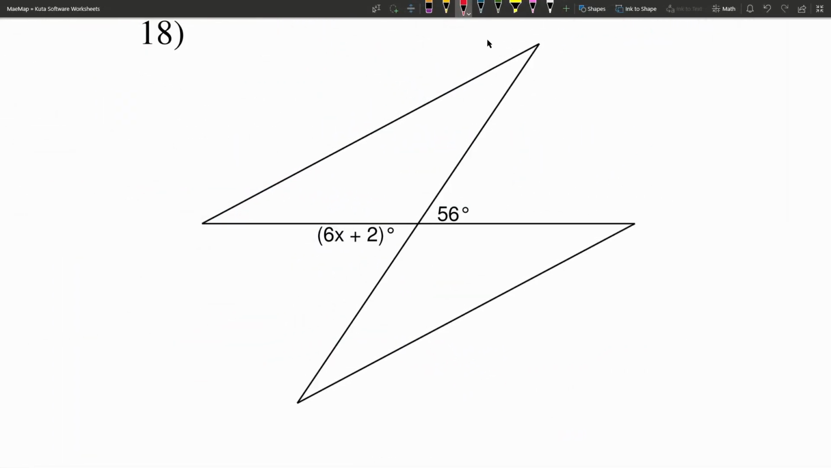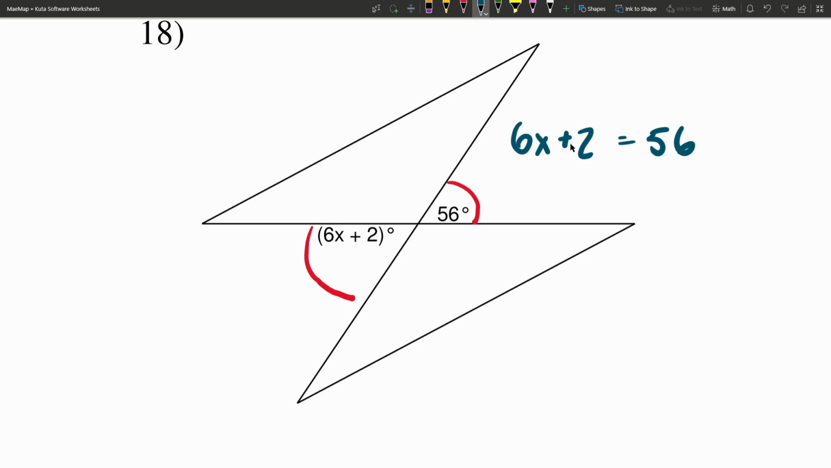Number 18, what's the relationship between these two angles pictured below? Well, you can see we have 56 degrees, and then we have some angle 6x plus 2 degrees. Notice that these are vertical angles. They're angles that share the same vertex, but they don't share that same side. They are opposite each other, therefore vertical angles. So I know my vertical angles are equivalent in measure. So I know that 6x plus 2 degrees is going to be equal to 56 degrees.